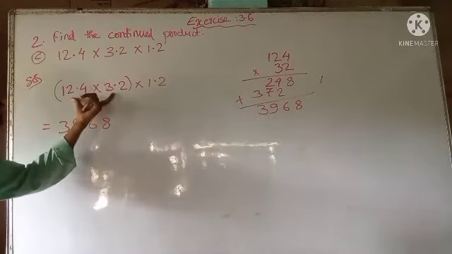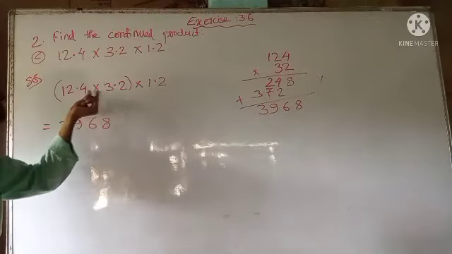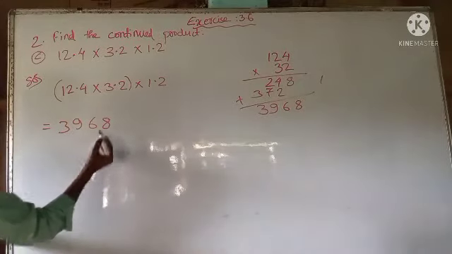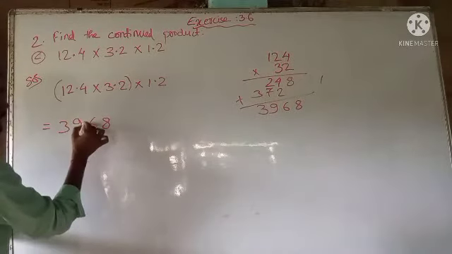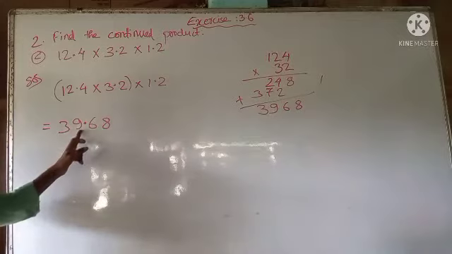Now here we can see that after the decimal point here it is 1 digit and here also 1 digit. So we have multiplied these two numbers. So after the decimal point, a total of 2 digits are there. So from here we will count 1, 2 and we will put the decimal point here between 9 and 6.